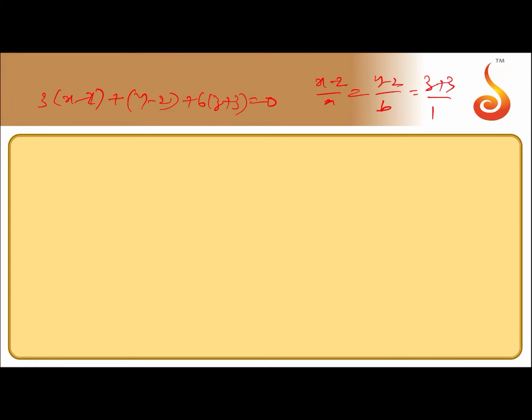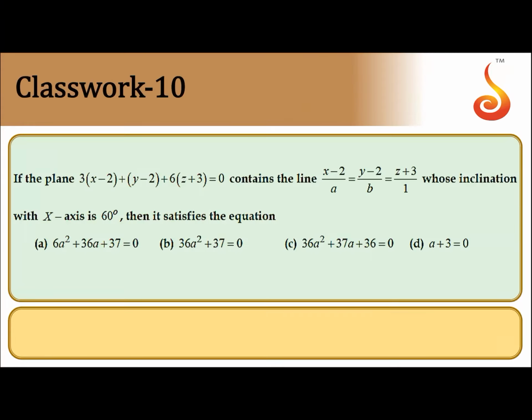So the line lies on the plane. Then definitely, the DRs of this line and the DRs of the normal must have dot product 0. The DRs of the normal to the plane are given by 3, 1, 6. The dot product with the DRs of the line, given by a, b, 1, is 0. So therefore 3a plus b plus 6 is equal to 0.